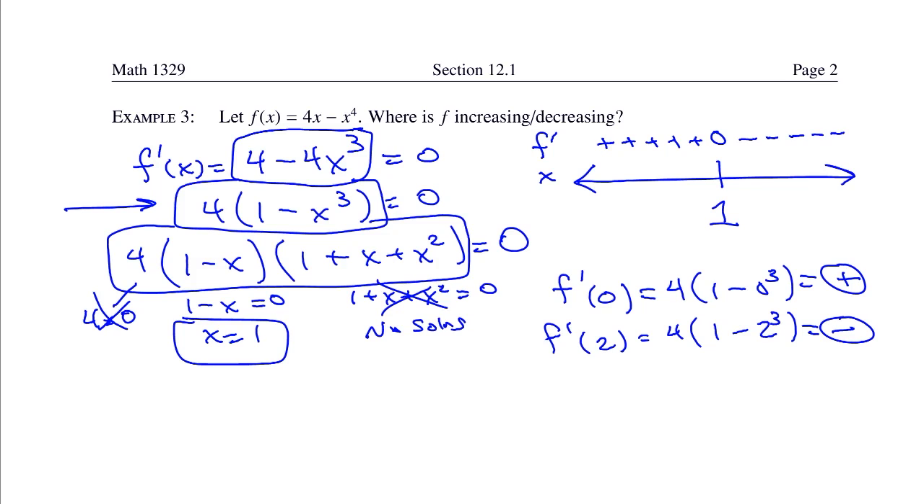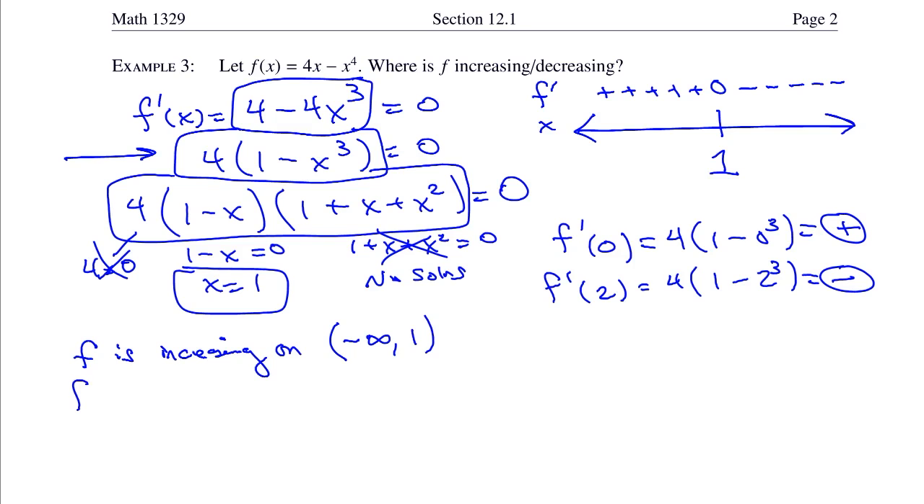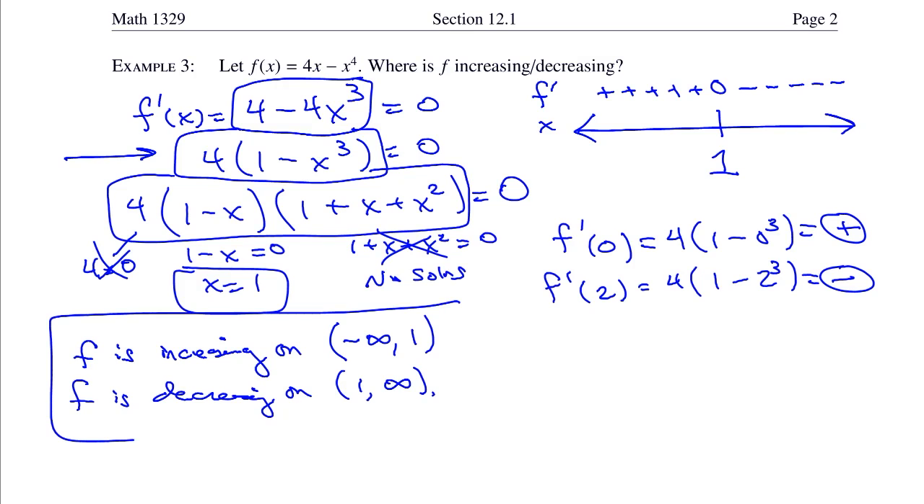And then what statement can be said about the increasing and decreasingness of this function? F is increasing on, and then what interval is it increasing on? Negative infinity to 1. And then F is decreasing on 1 to infinity. So that is the type of answer we're looking for in today's assignment. Questions over example 3.